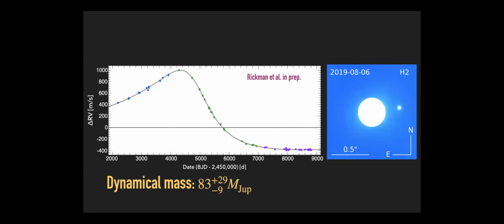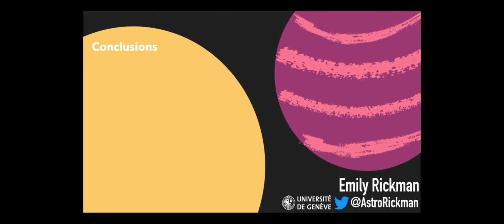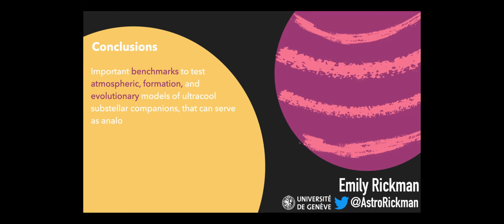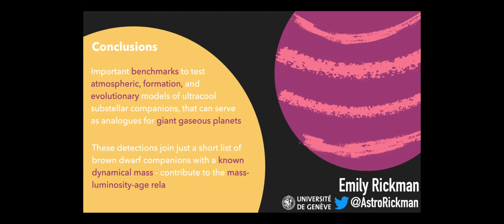And so I'm just going to wrap up and say, this has been a big observational effort during my PhD in order to detect such objects using radial velocity and direct imaging data. And from this, I've been able to obtain some important benchmark objects, and these can be used to test atmospheric, formation and evolutionary models of ultra-cool substellar companions. And ultimately, these can serve as analogues for giant gaseous exoplanets.